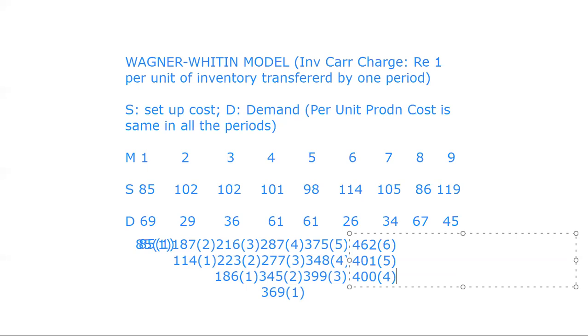So do I need to calculate for the third period also? No, because it is not optimal to produce in period number 3 and transfer to period number 5, and therefore it is not optimal to produce in period number 3 and transfer it to period number 6. So that's what I have gotten.